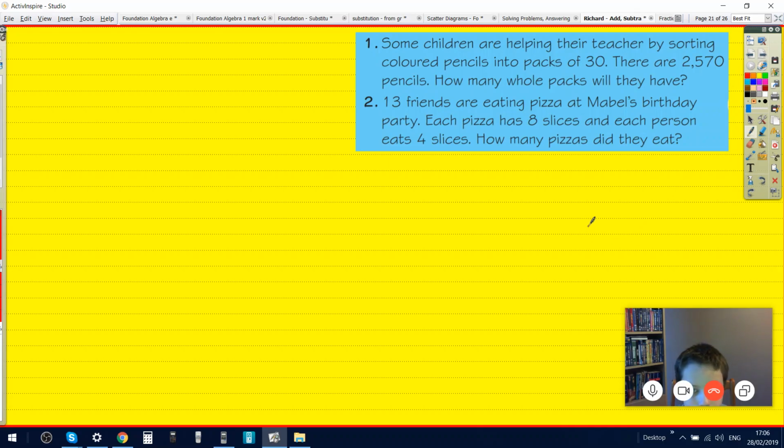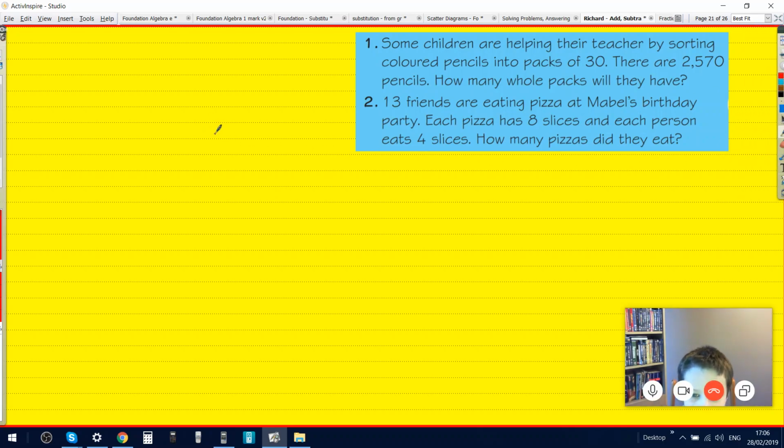Let's try question 1. Okay. So, some children are helping their teacher and storing coloured pencils into packs of 30. There are 2,570 pencils. How many whole packs do they need? Now, I'm thinking that we can maybe do 2,570 divided by 30.